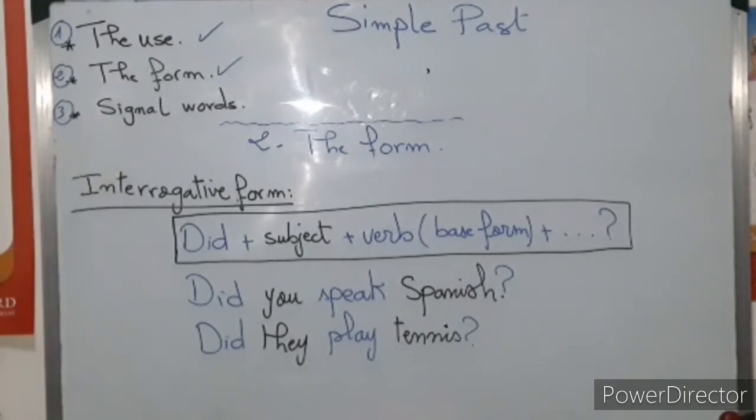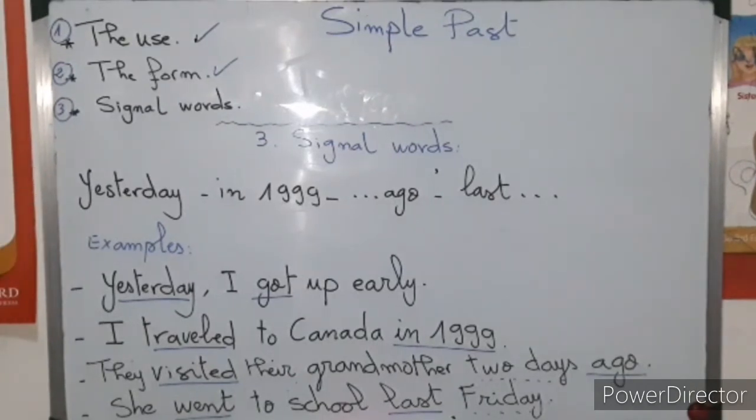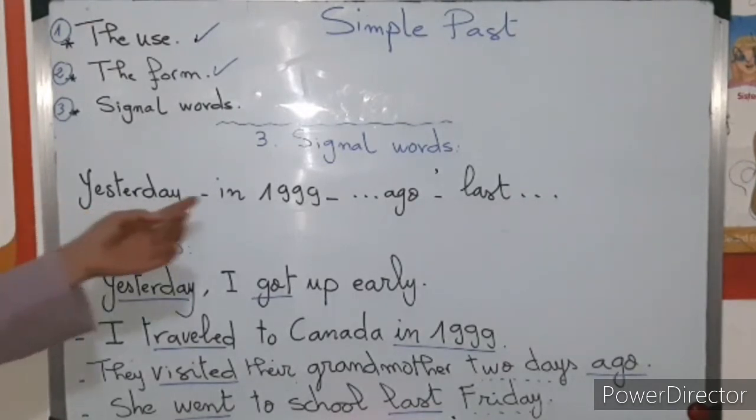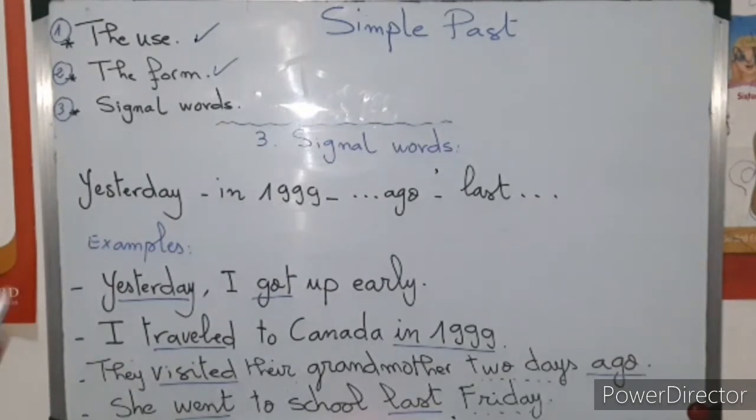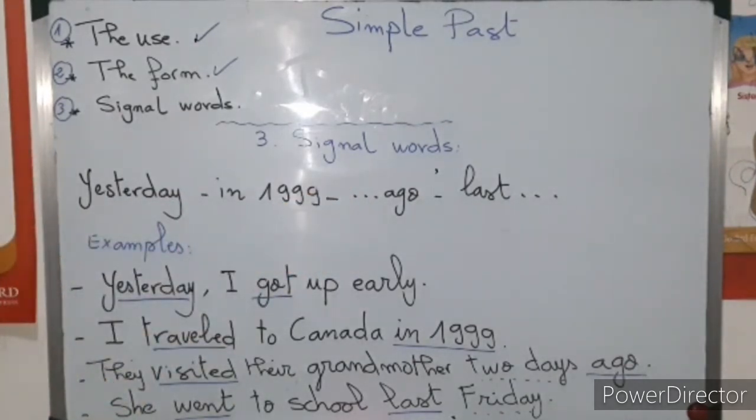Since now we have done the use and the form, we still have signal words. We continue with the last step, which is signal words. Signal words are words that show you that the sentences are in simple past. Normally they are helpful for students, for example, when they give you a multiple tenses exercise. So whenever you see these words, you directly understand that the verbs should be conjugated in simple past.